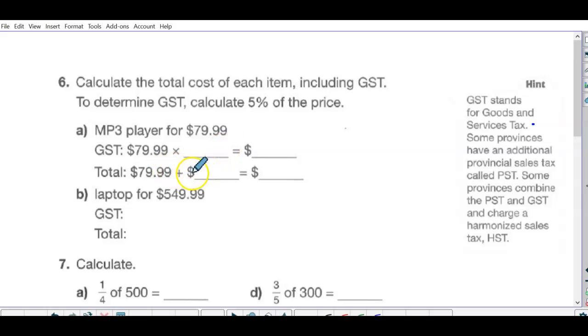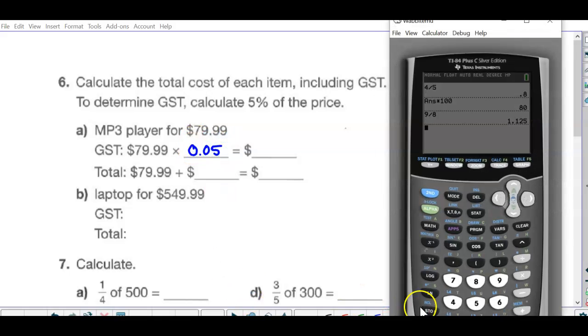So an MP3 player for $79.99, the GST, so we want to multiply by 0.05. Sometimes we don't care about the actual amount of the GST, we just want the final price, but in this case, we're just finding the GST to start. Take a look, nearest cent, that third 9 makes that 9 go up, which makes the first 9 go up, which makes the whole thing go up to $4. So I'm just going to erase this. So to the nearest cent, it is $4.